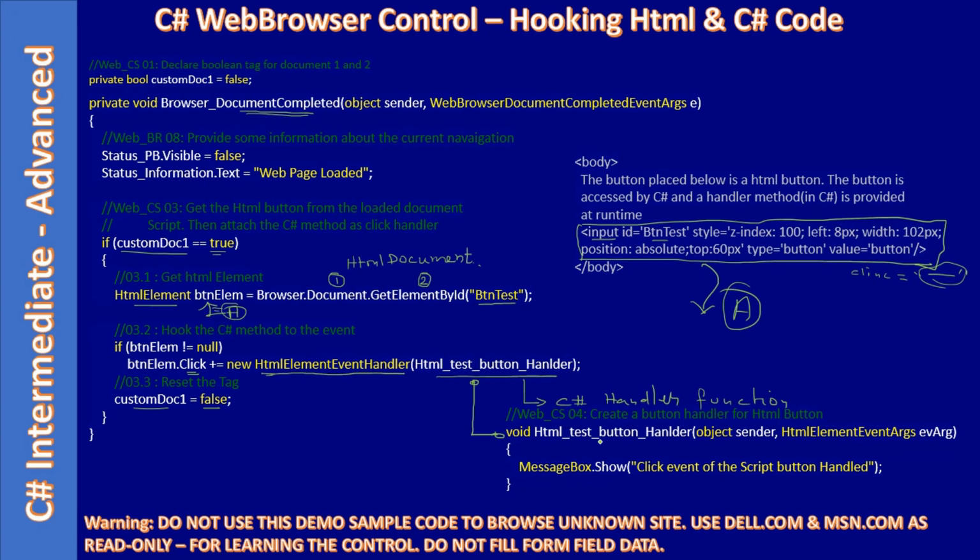And you can pass any method to this HTML element event handler when it adheres to this specific prototype. That means the first object should be the object, the second one should be the HTML event args. Name is not important. Alright, here we provided the handler, and in the handler we just display a message: click event of the script button handled. It's simply a message box, but you can imagine what kind of code can be written here.